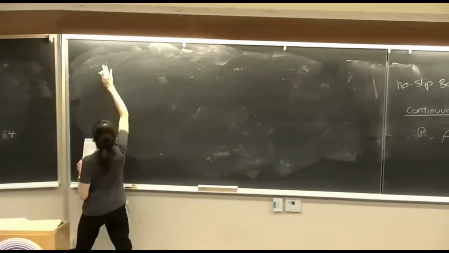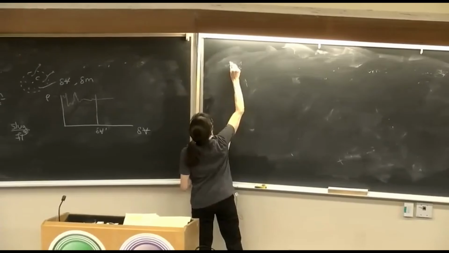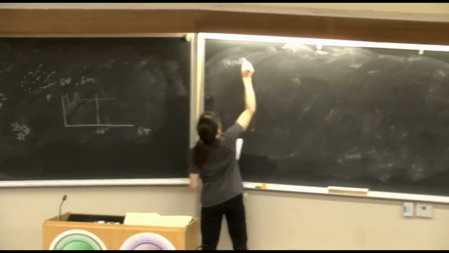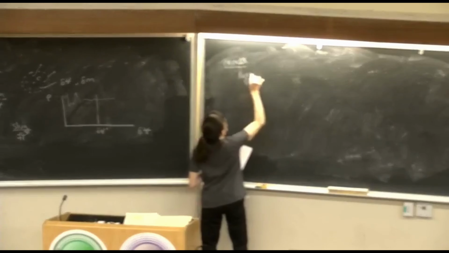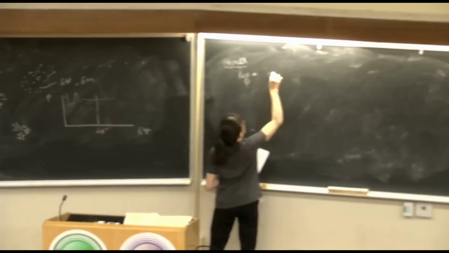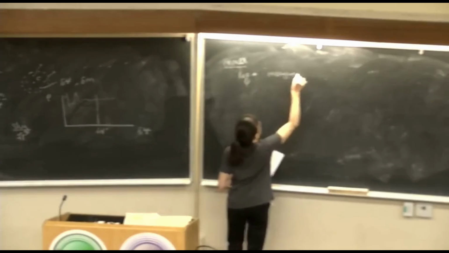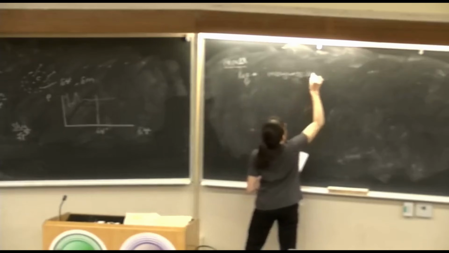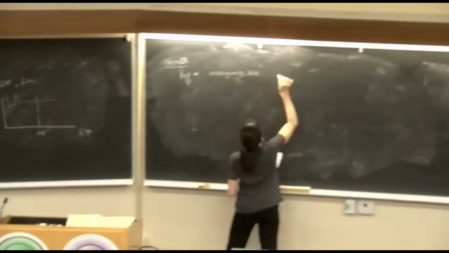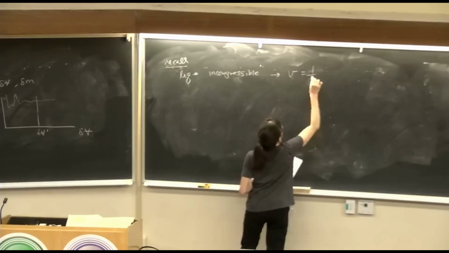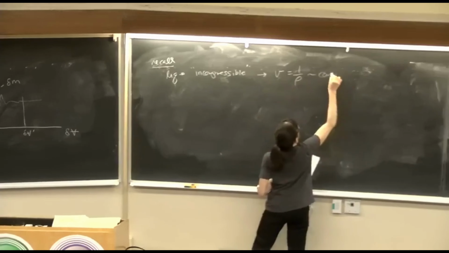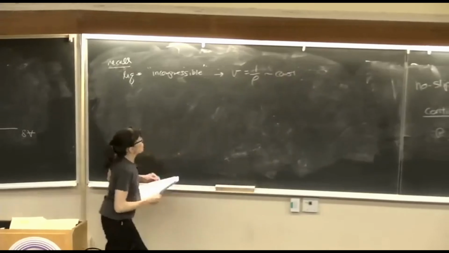So remember in thermo, recall, we had for liquids, we could assume they were an incompressible substance, and the specific volume, which is inverse density, is essentially constant. Right?